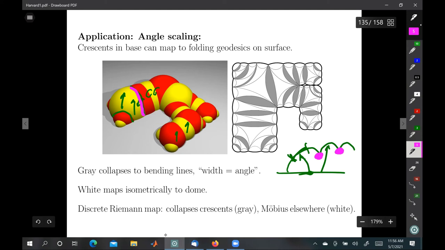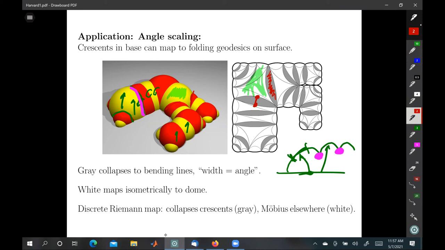And on the base domain, you get a nice picture like this. The white regions, like this one, these are the regions that map to a face. And the crescents that separate them, like this, are the things that map onto the geodesics. So these are the points where you can have two points on the base, they get identified up on the dome. So when you do the nearest point retraction, that whole line segment collapses to one point.